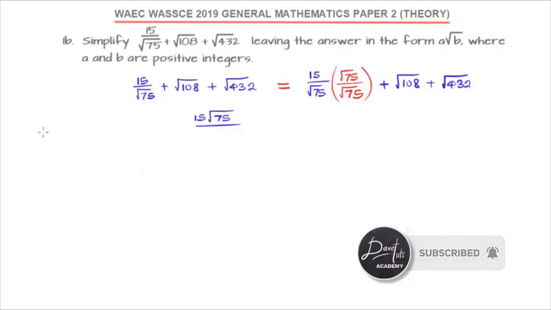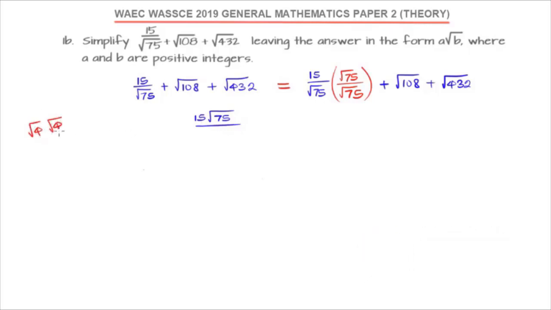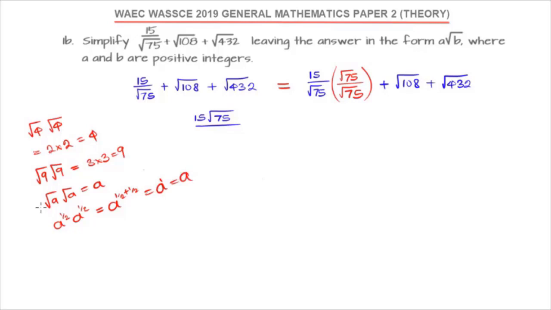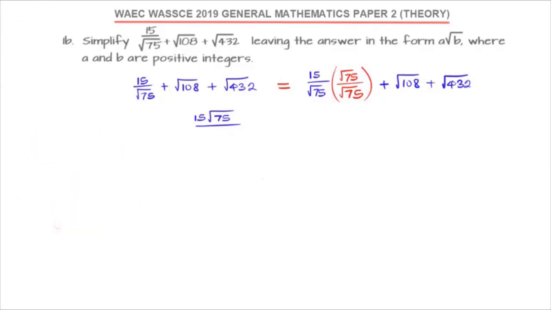Like here, we're having root 75 times root 75. If we have root 4 times root 4, we know that will give us 2 times 2, which is 4. If we have root 9 times root 9, that will give us 3 times 3, which is 9. As a rule of thumb, if we have root a multiplied by root a, that will be a, because from indices, that is a raised to power half times a raised to power half, and we can add the powers. Half plus half is 1. So we have a raised to power 1, which is a. So here, the denominator of our expression, root 75 multiplied by root 75, is going to give us 75. So we can have the other entries plus root 108 plus root 432.